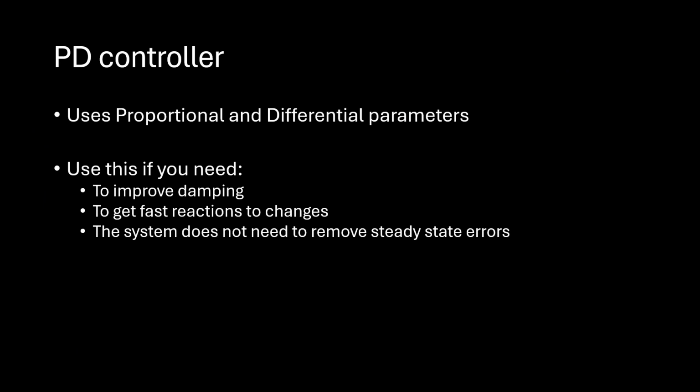Okay, next we have the PD controller. This uses proportional and differential parameters. Use this if you need to improve the damping or smooth the output signal, or you need fast reactions to changes, or if the system does not need to remove any steady state error. If you're not too worried about steady state error, PD is okay. Now, the applications of this, well, actually, there are not really many applications of the PD controller because it's just not commonly used. But you could perhaps use it for a robotic arm where you need fast movement. If you added a KI component to the robotic arm, it would slow it down. So maybe you just want it to quickly move and react to fast changes, so PD control is okay.